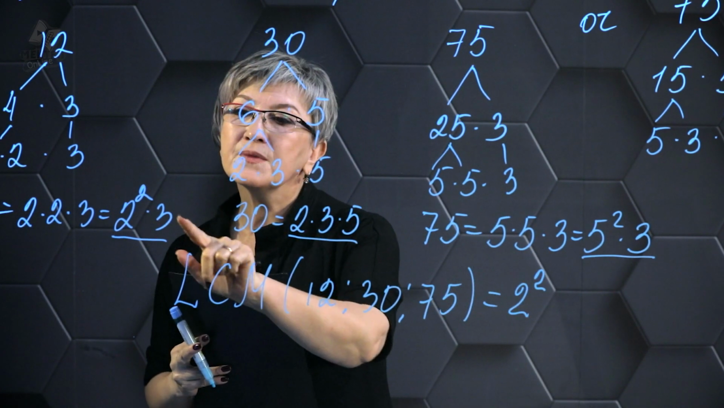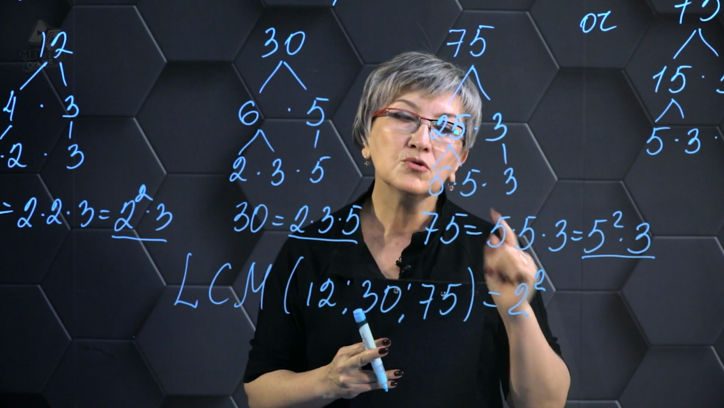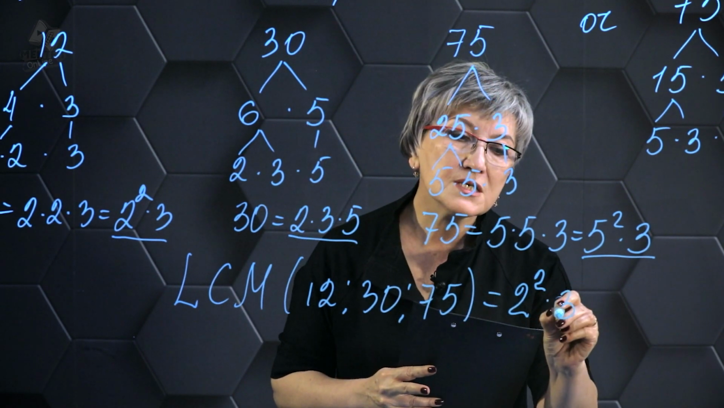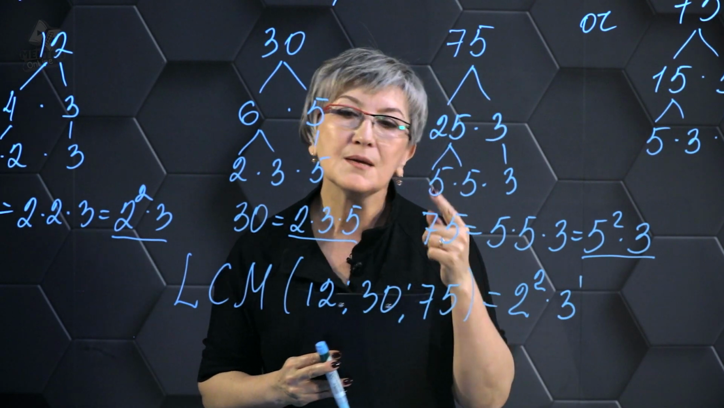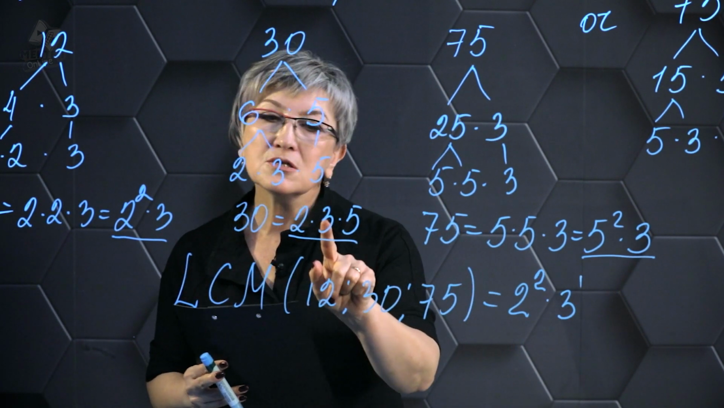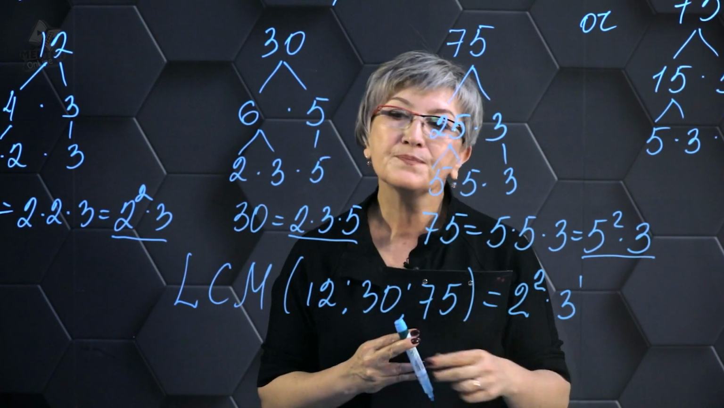Let us keep going. 3: there is a 3 here and a 3 here as well. Everywhere there's just one 3, so that's the highest. That's why I'm only writing one 3, to the first power. Here is a 3, here is a 3, and here is a 3, everywhere to the first power. So I am writing 3.